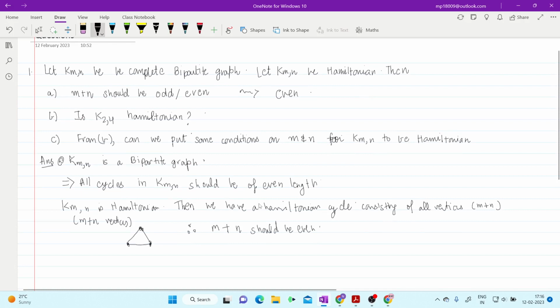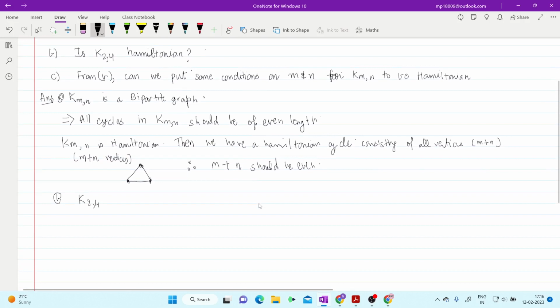Okay, so now the next question is K24. Is K24 Hamiltonian? So what is K24? First of all, K24 is this. By K24 we mean that set A has 2 vertices, set B has 4 vertices, and we have all the possible edges going from A to B. So this vertex will be attached to each vertex, and this will also be attached to each vertex. So what do you think? Is this graph Hamiltonian?